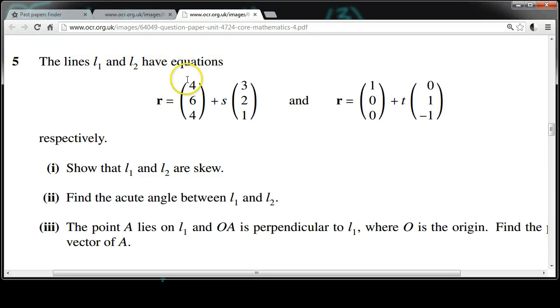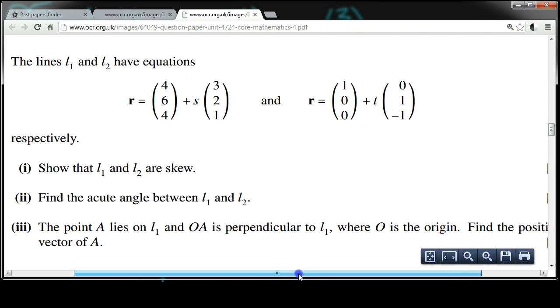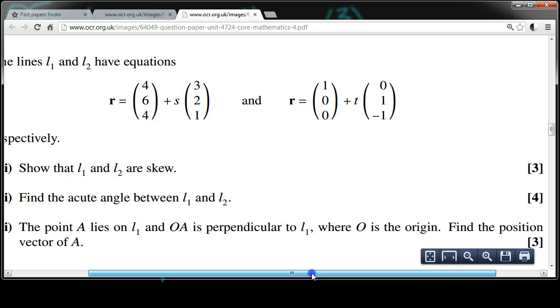The lines L1 and L2 have equations here and here, respectively. Show that L1 and L2 are skew. Find the acute angle between L1 and L2. The point A lies on L1 and OA is perpendicular to L1, where O is the origin. Find the position vector of A.